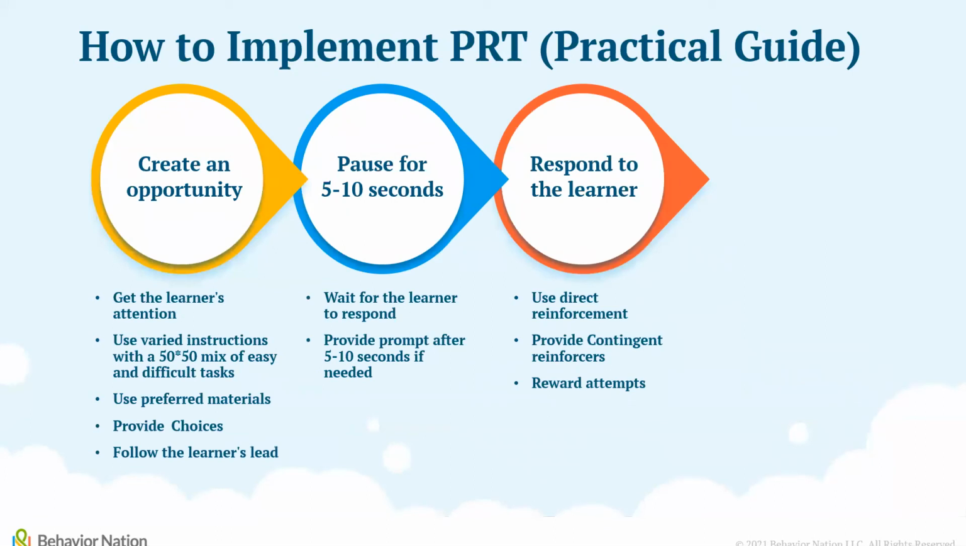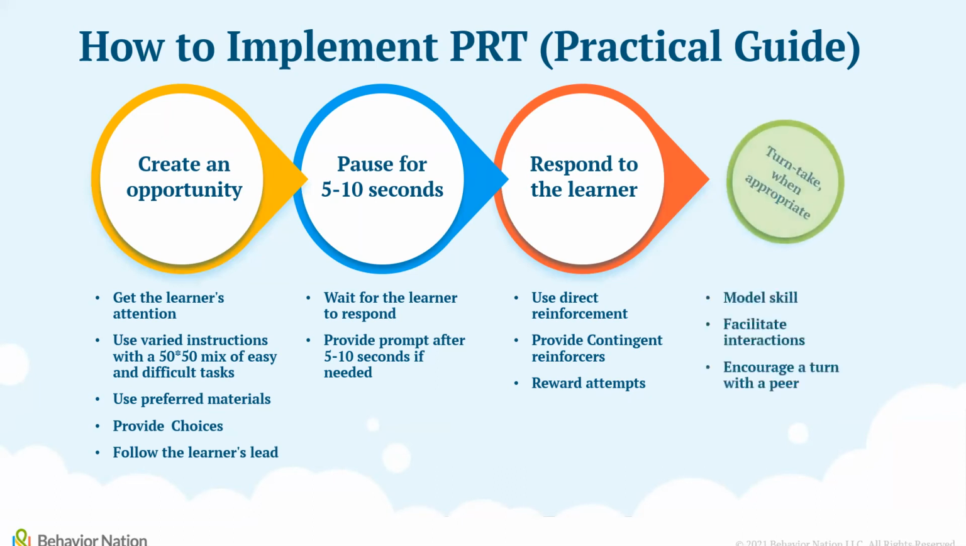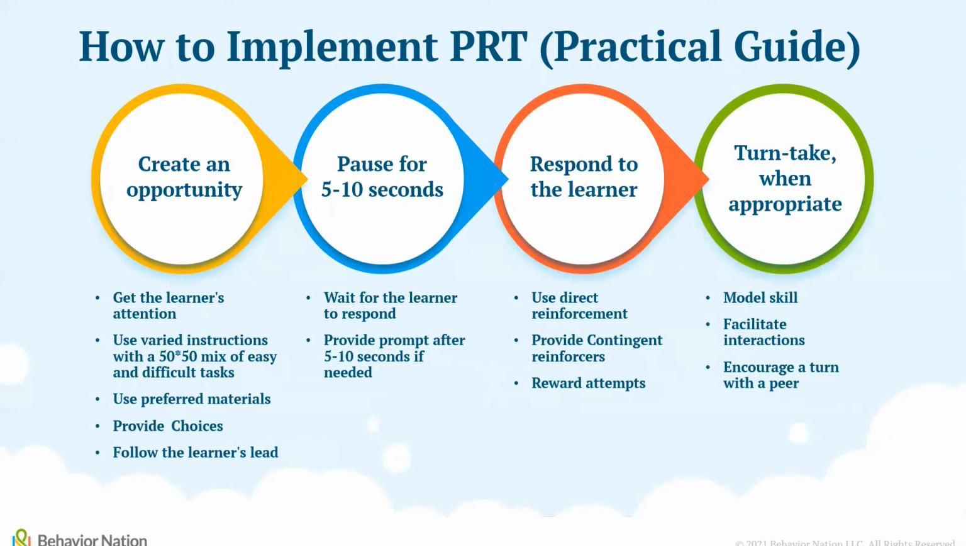When the child engages in the behavior that you're looking to see, respond. You can use reinforcement. You want to make sure that this reinforcement is contingent. The child gets the reinforcement when they engage in the behavior. They do not get the reinforcement when they don't engage in the behavior. Some of these skills can be really challenging for your child to learn, so you want to make sure that you are reinforcing and rewarding attempts. You can also use turn taking. This can help model the skill and show the child how you can interact. Further, you can encourage your child to turn take with a peer.